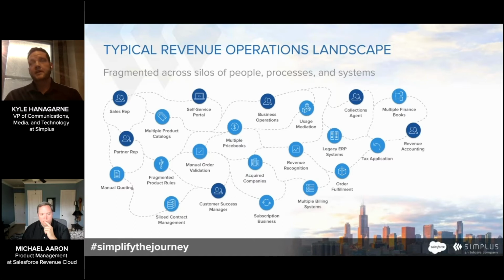So what we've done at Simplus is we've leveraged what we've learned over the 750-plus revenue cloud projects that we've done on the Salesforce platform. And we've tried to create a more linear way of thinking about revenue operations, even though it's not perfect and it doesn't reflect the true landscape perfectly. It does lend itself as a very powerful tool to talk about how to optimize the processes and the people interactions and the systems that are related to this landscape.